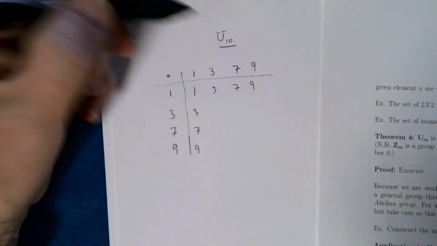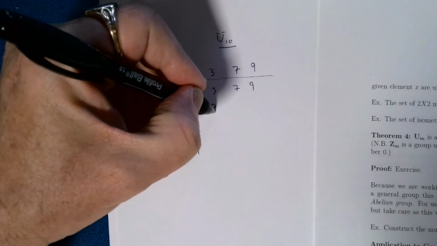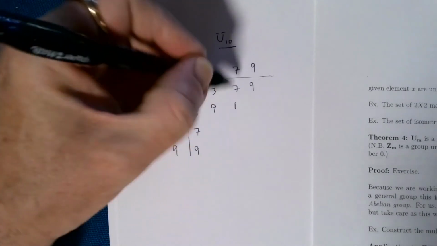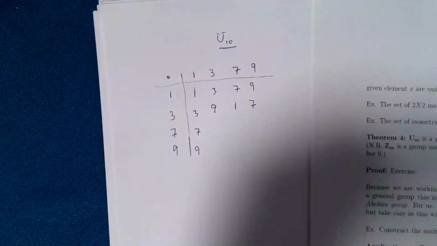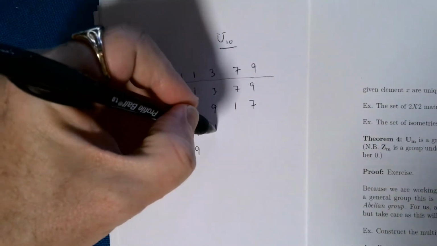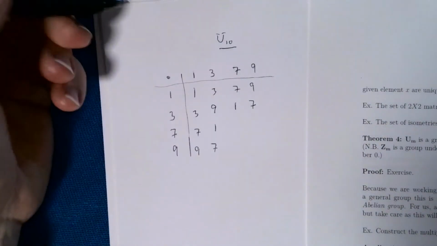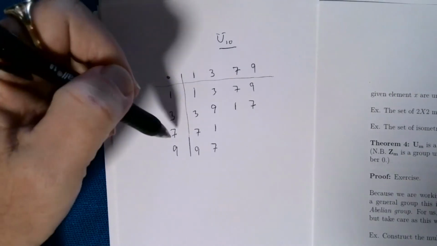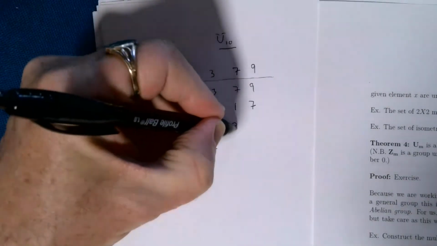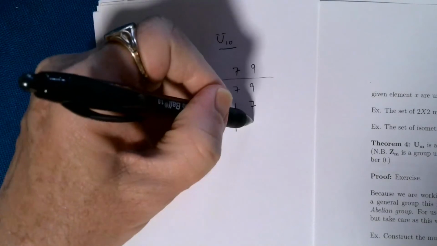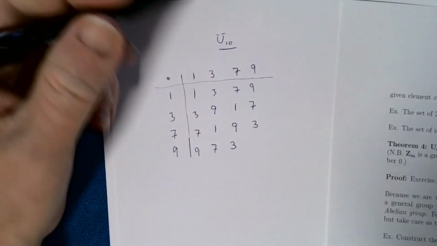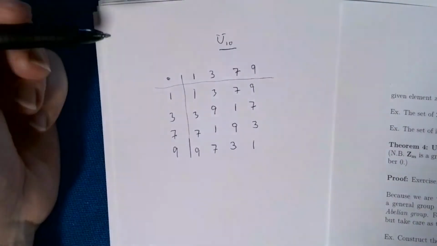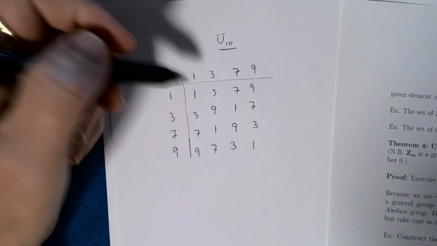So 3 times 3 is 9, 7 3s are 1 mod 10, 9 3s are 7 mod 10. It's symmetric, so I can copy these down because it's an Abelian group. 7 7s are 9 mod 10, 9 7s are 3 mod 10. Again, it's Abelian, so I can put a 3 there, and 9 9s are 1 mod 10. And as you see, what we get here is a Latin square.